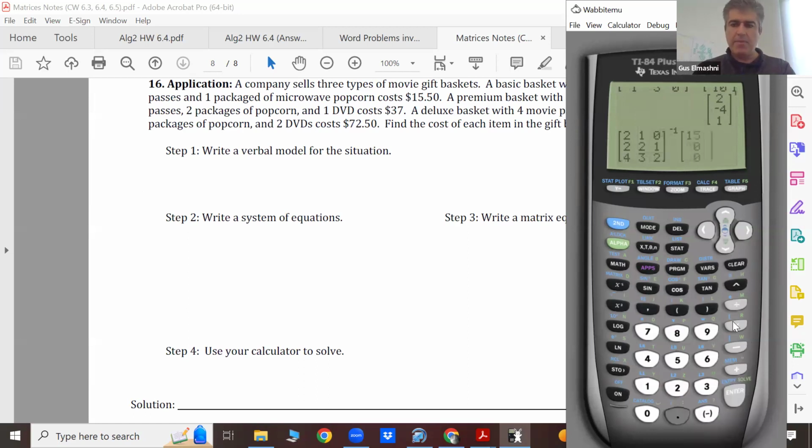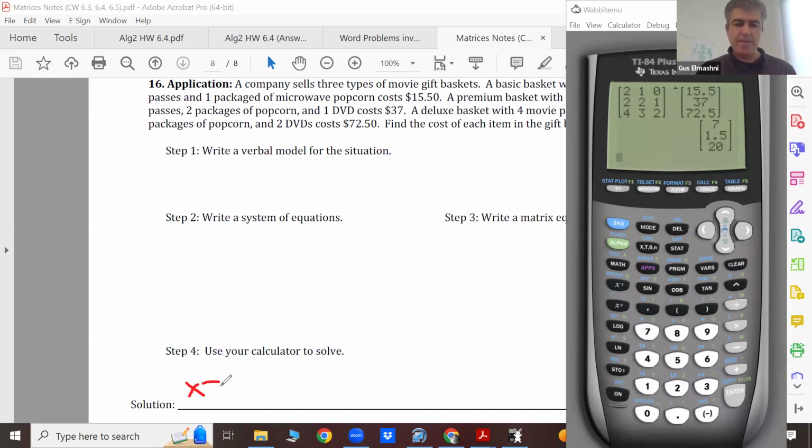And then what was it, 15.5, 37, 72.5. And by the way, the numbers could be decimals because you're doing cost. Now, what if X, Y, Z represent the number of DVDs or the number of movie passes? There has to be a whole number, right? So it can't be negative or a decimal. So be mindful of the context. That's very important. And there we go.